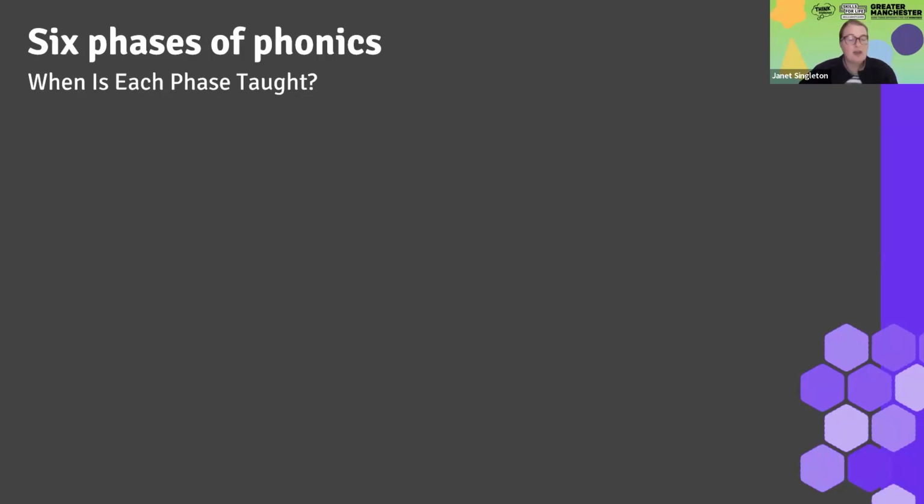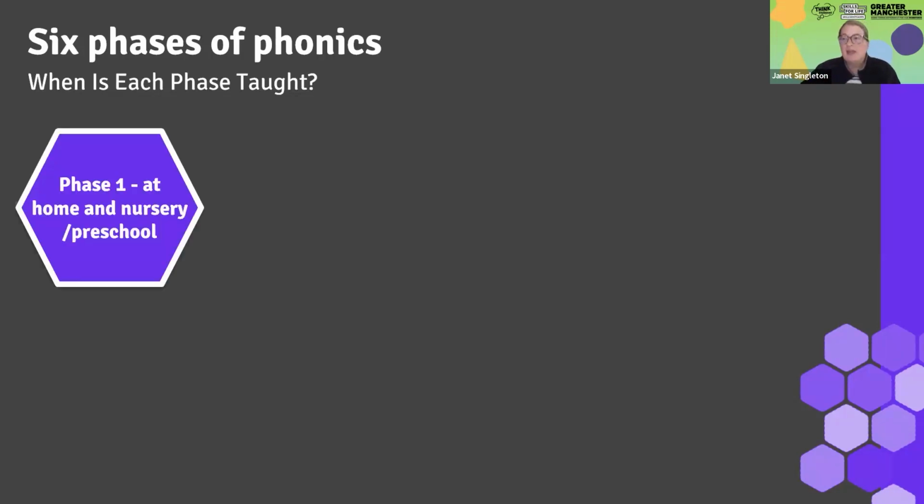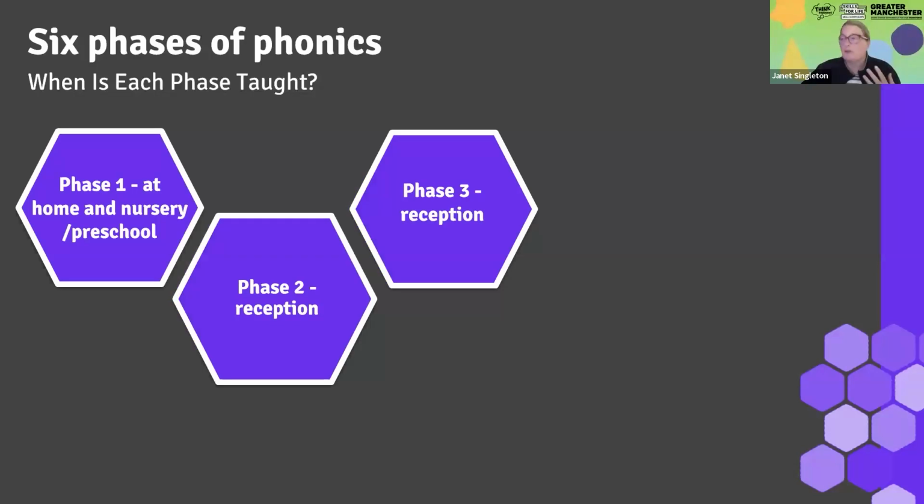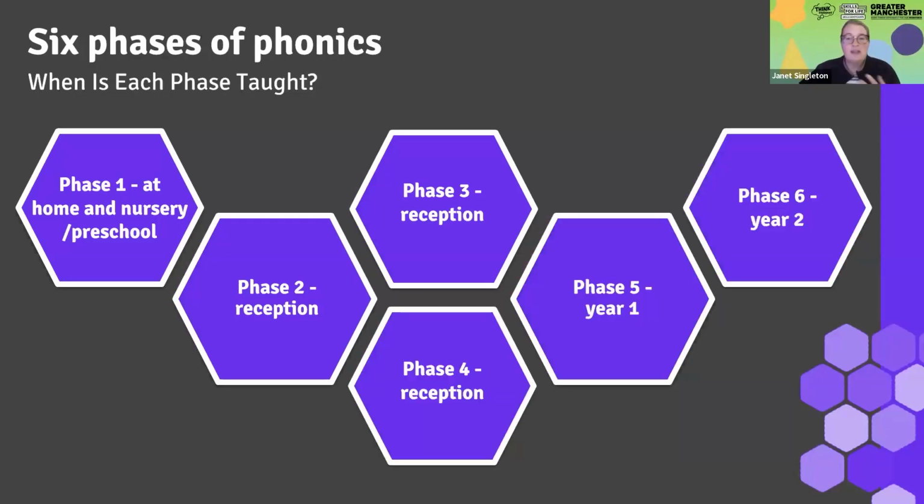Okay, so I said that when we teach synthetic phonics, it's done so in 6 phases. Okay, so it is important to recognise that I'll just go through each of them actually. So it is important to recognise that while each phase is intended to be taught at specific stages or phases, children do vary in terms of their learning pace.